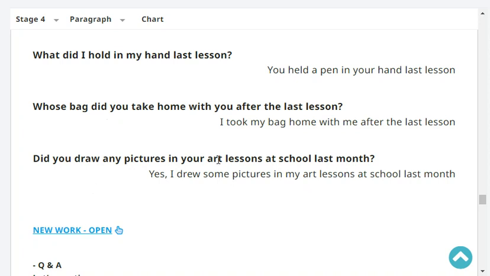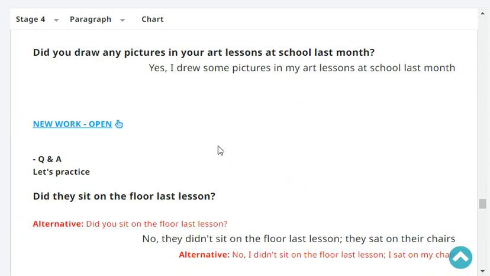Whose bag did you take home with you after the lesson? I took my bag home with me after the lesson. Reggie, did you draw any pictures in your art lessons at school last month? Yes, I drew some pictures in my art lessons at school last month.